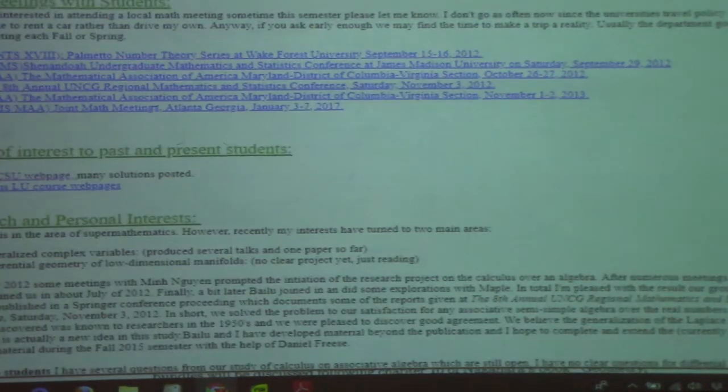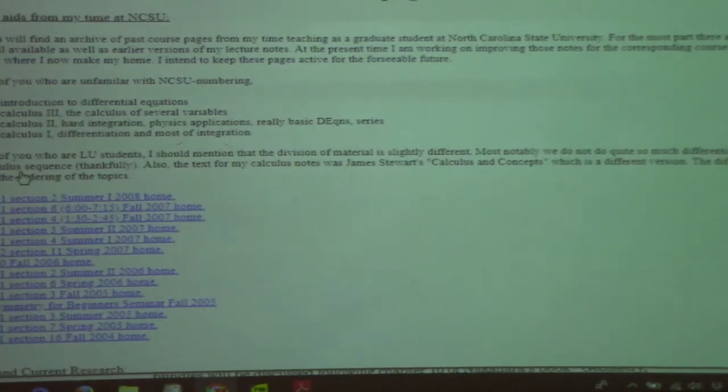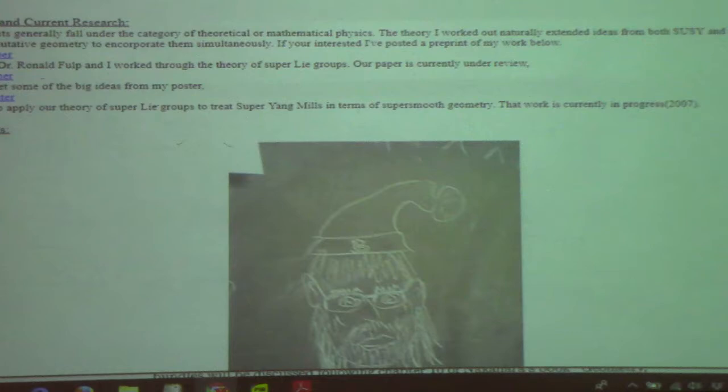Where was I? Links of interest to past and present students. On here, there's my old NCSU webpage, which you click, and then in the old NCSU webpage, if you go down, I've got links to some various things.